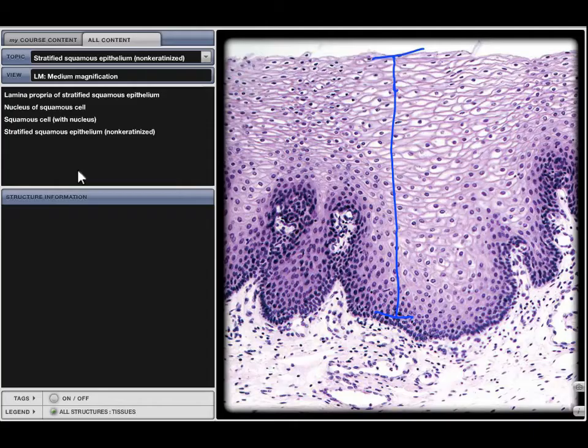So rather than measuring cells in the stratified squamous layers of the epidermis, look beneath in the connective tissue of the dermis. And if you can find a small blood vessel in the dermis, and here's one example right here, then you can measure the height of the simple squamous epithelial cells that make up this blood vessel.